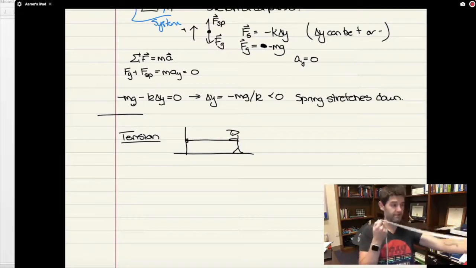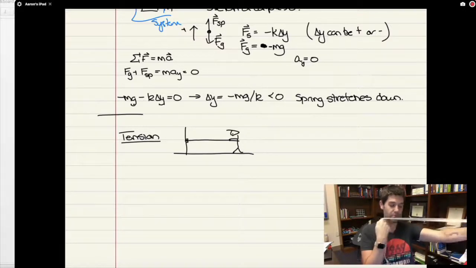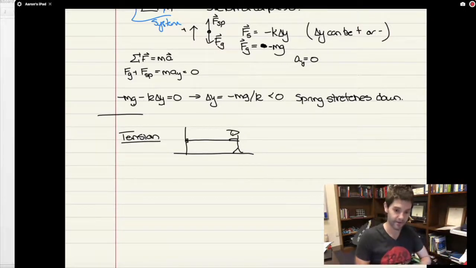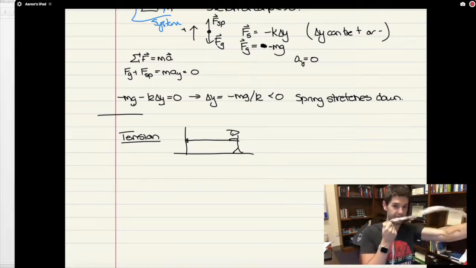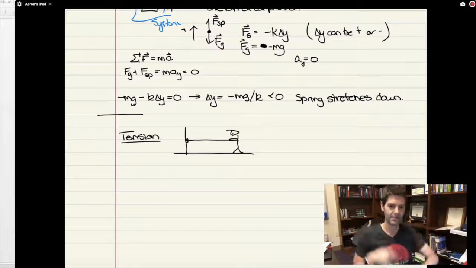And I might pull eventually hard enough so that I pull the hook, I pull the door open, I pull part of the wall off the wall. So clearly what I'm doing over here on the rope is having some influence on what's going on the other side of the rope.